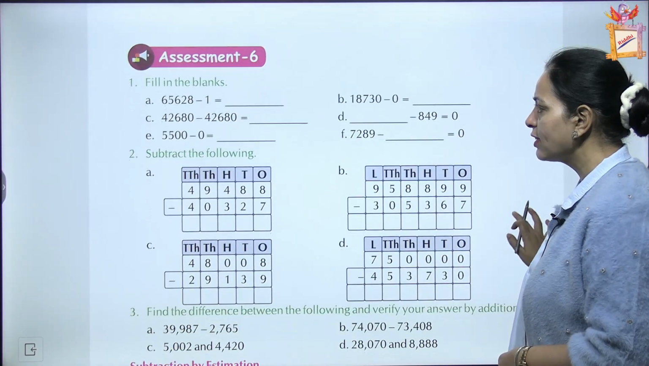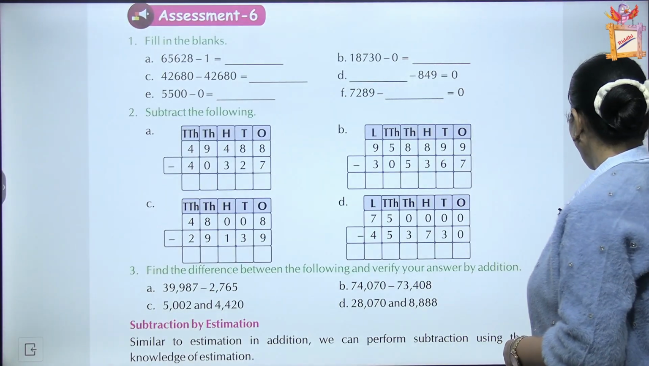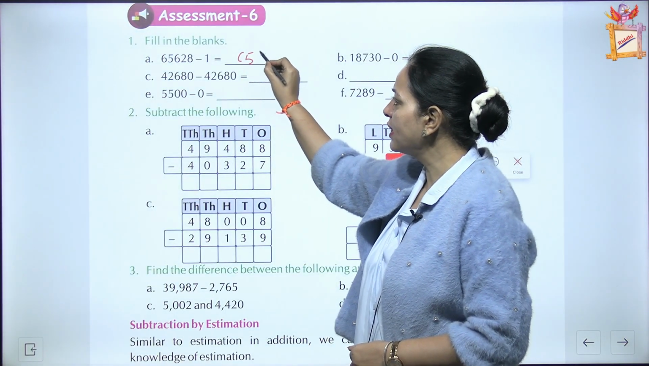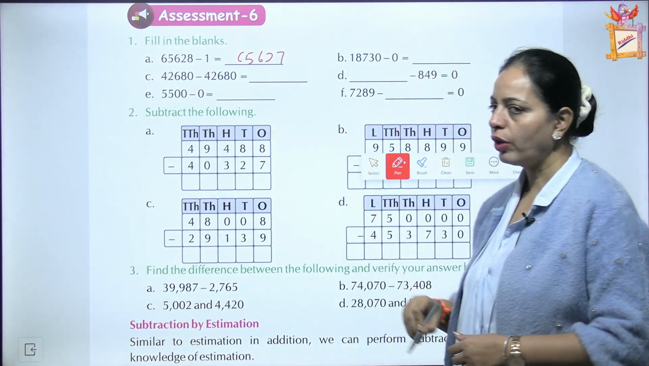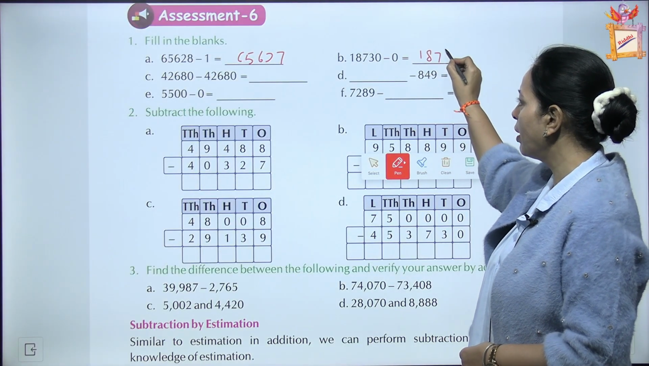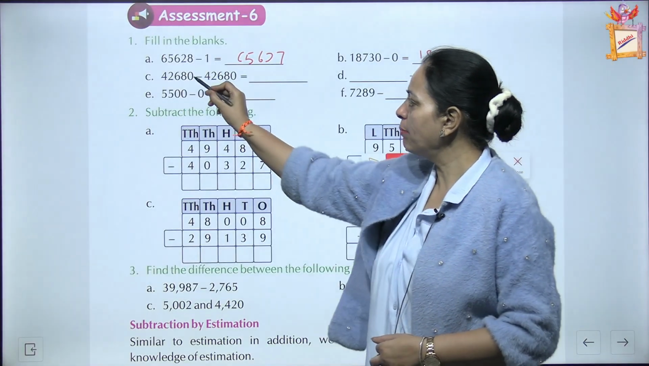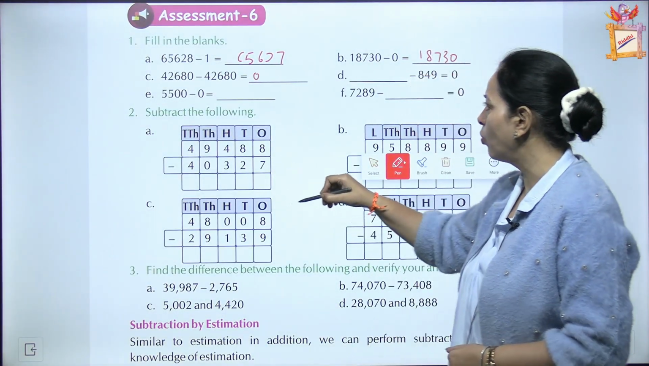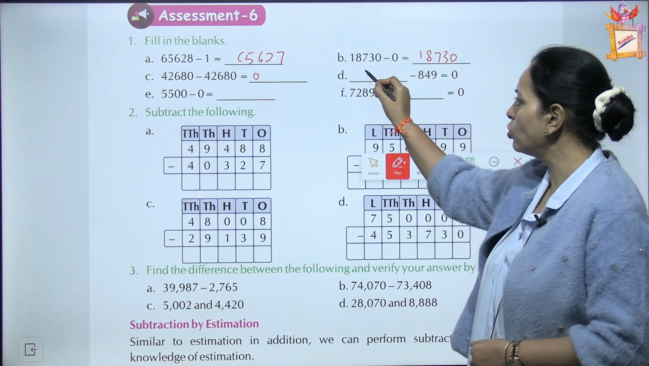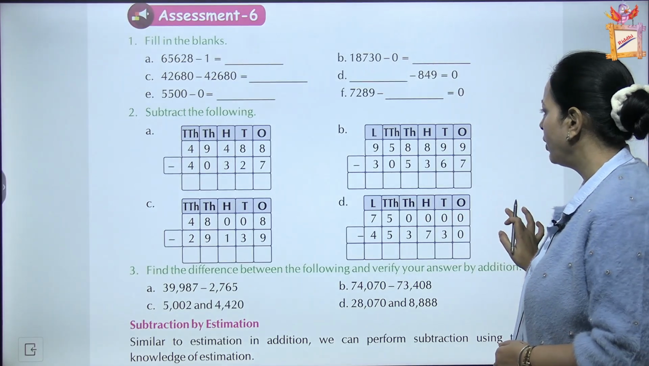Now assessment 6, the first one, filling the blanks. The A part, 65,628 minus 1. You will get its predecessor. Okay, now B part, minus 0, we will get the same number only. Okay, now here same number minus same number, 0. D part, dash minus 849 equal to 0, so 849. Similarly, you can try the remaining parts.